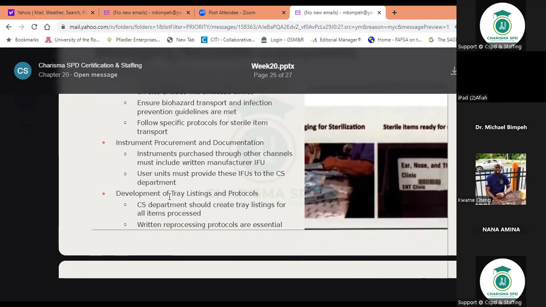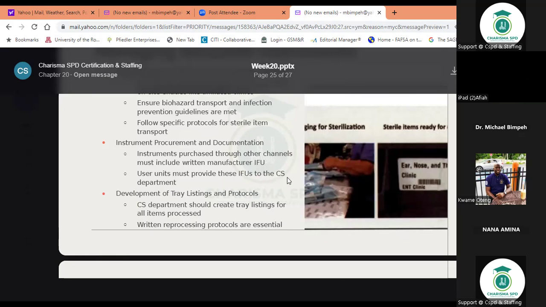Yes, instrument procurement and documentation. Instruments purchased through other channels must include the IFU. You see the IFU here, that's information for use. Sometimes you see MIFU, that's manufacturer information for use, but you don't see that often. What you see is IFU, about 90% or 99% or 95% of the time. But if you are reading a book somewhere and you see MIFU, it is the same thing, manufacturer. They are just going by the IFU. That's what you see, 99.9%.